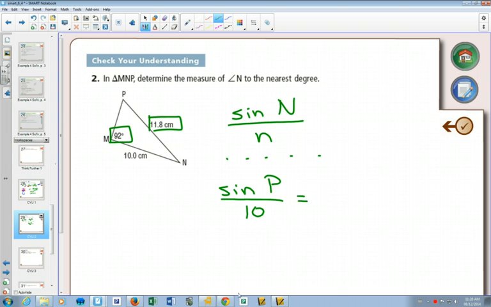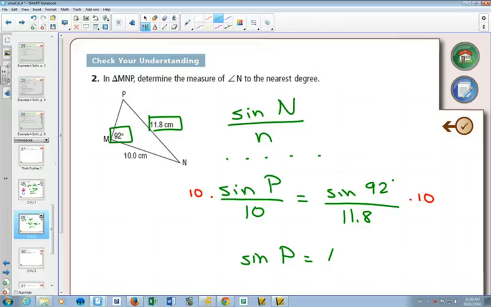And then, using my sine law, go to the ones that I know. I'm going to put sine on top. What angle am I going to put? 92. And what number would go under with 92? The 11.8. And now we can multiply both sides by 10. And when I multiply this by 10, I like to put the 10 in front so you don't accidentally times your 92 degrees by 100 or by 10 and get 920 degrees.